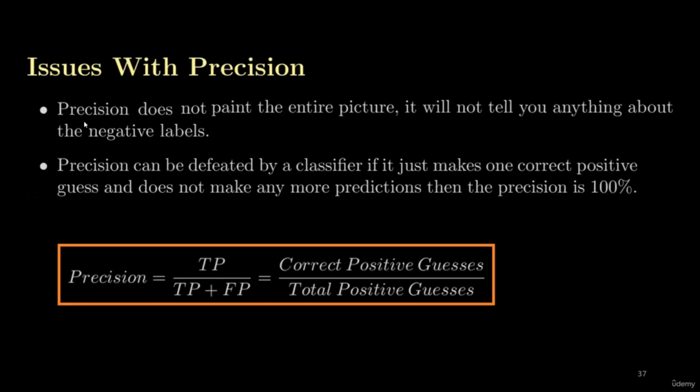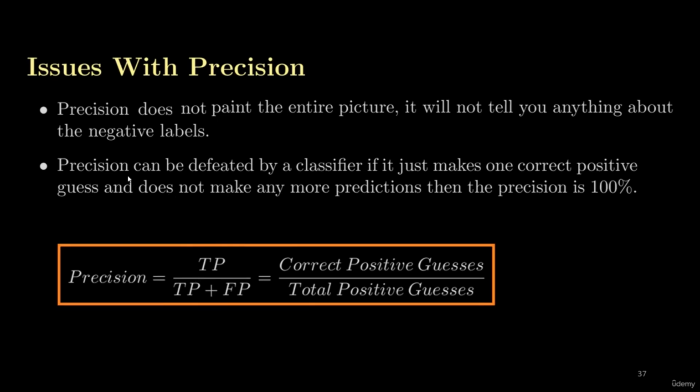Now there is also an issue with precision. Precision does not paint the entire picture. It will not tell you anything about the negative labels. If we see the precision equation, all the information is about the positive guesses. There is nothing about the negative labels. So what will happen in that case?